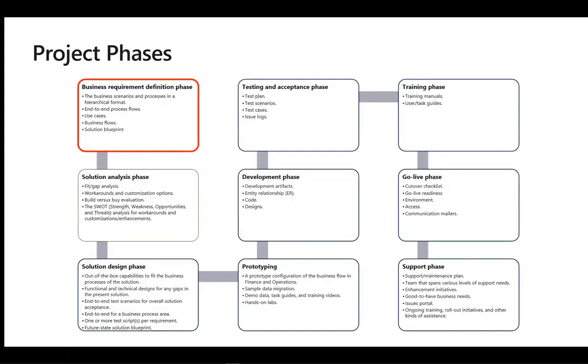Now let's look at project phases. Business requirement definition phase. In the definition phase of the project, the implementation team should address the following milestones: the business scenario and the process in a hierarchy format, end-to-end process flows, use cases, business flows, solution blueprint. After defining the scope, the implementation team should analyze each requirement in the analysis phase.